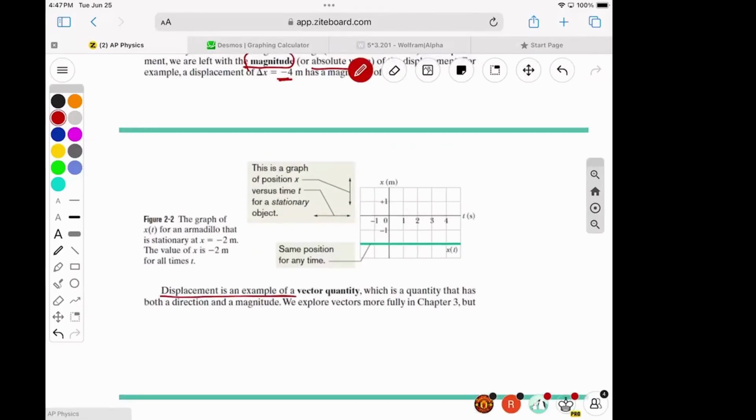Displacement here is an example of a vector quantity, which is a quantity that has both direction and magnitude. We did that already. So this graph shows, with respect to time t, so this is t equal to 1 second, t equal to 2 seconds, what is the position? This is the position versus time graph. What is the position of my armadillo? My armadillo is staying at the same position, always at x equals -2 meters from the audience. So if I draw on a number line, my armadillo is staying right here, not moving. So that's what this graph means.